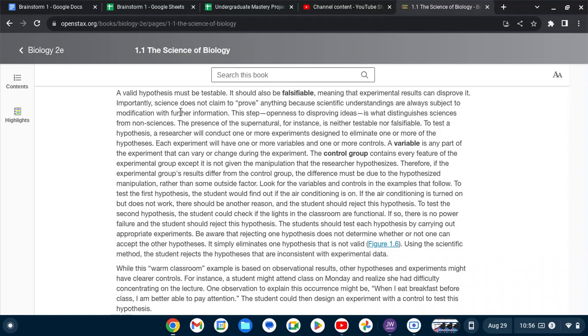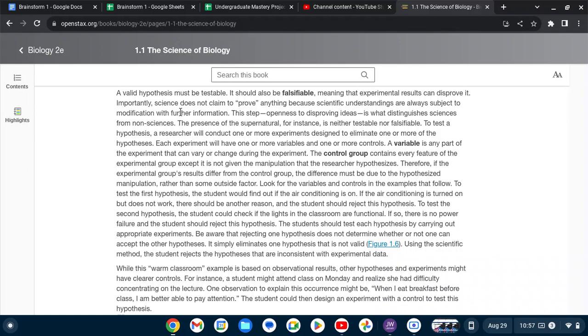To test that first hypothesis, the student would find out if the air conditioning is on. If the air conditioner is turned on but does not work, there should be another reason, and the student should reject this hypothesis. To test the power failure or second hypothesis, the student should check if the lights in the classroom are functional. If so, there is no power failure, and the student should reject this hypothesis.